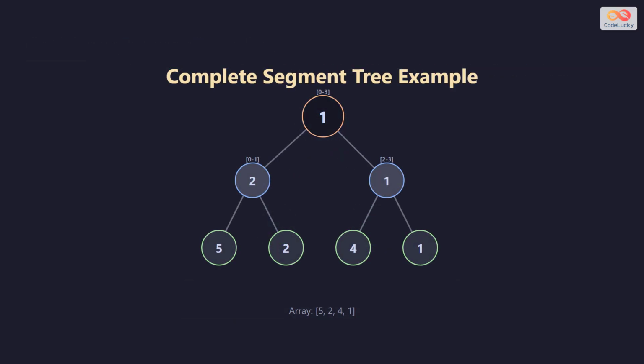Here is what the complete tree looks like for our example array. You can see the leaves at the bottom holding the raw data, 5, 2, 4, and 1. The layer above holds the minimum of pairs, and the root node holds the minimum of the entire array, which is 1. This hierarchy allows us to query ranges without checking every single element.